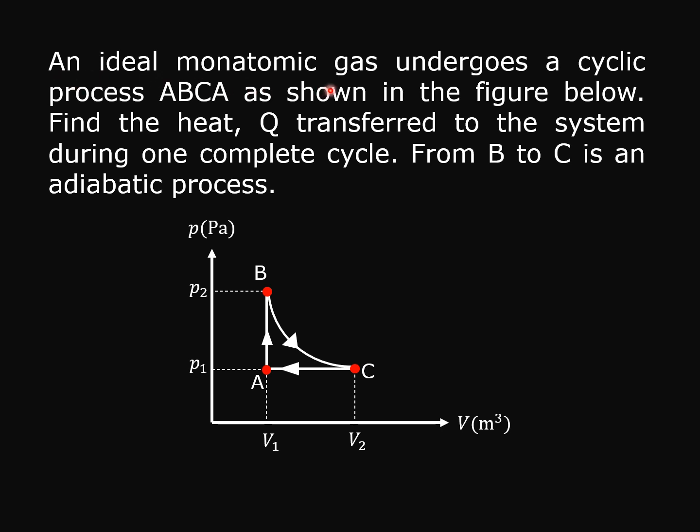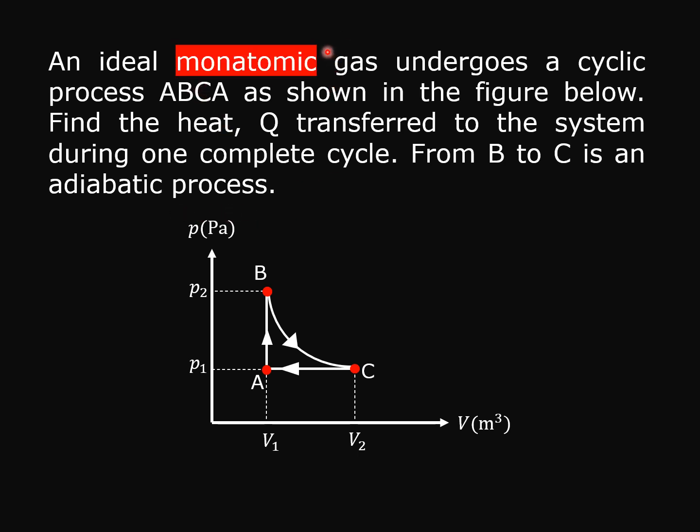An ideal monoatomic gas undergoes a cyclic process ABCA as shown in the figure below. Find the heat Q transferred to the system during one complete cycle. From B to C is an adiabatic process.